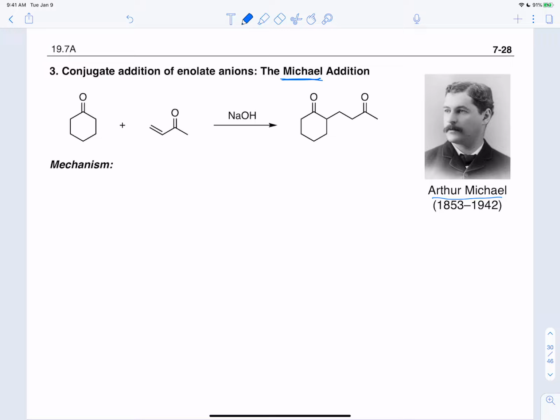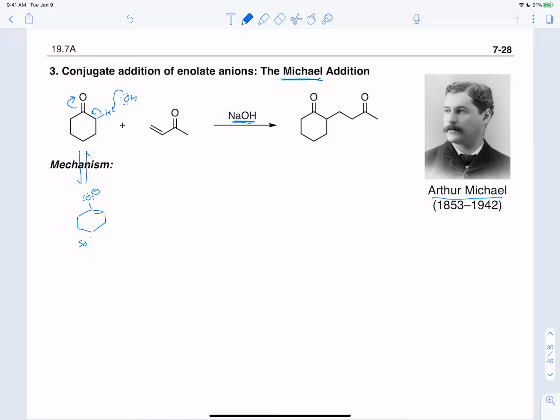And now we can probably expect how this mechanism will work. So we have sodium hydroxide as the base. We have two different potential molecules. Cyclohexane is actually a little bit more acidic. So hydroxide will be able to take this hydrogen from the ketone to generate an enolate anion. Again, this is going to be in minor equilibrium.